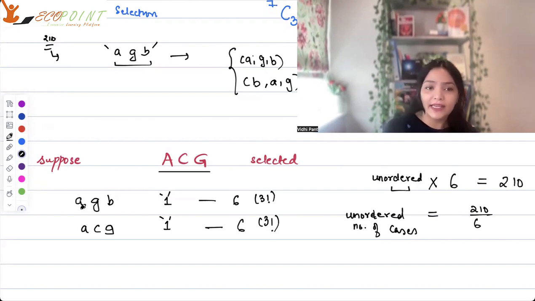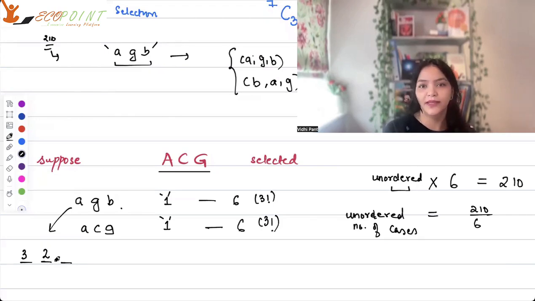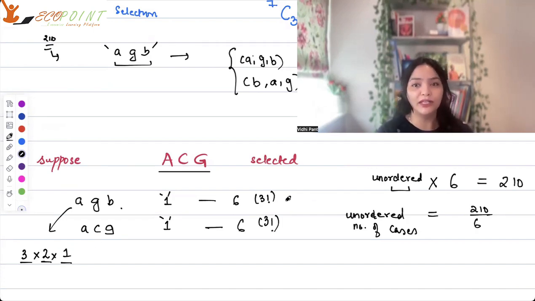क्योंकि AGB को परम्यूट अगर मैं कर रही हूं तो हो क्या रहा है, 3 पोजीशंस हैं. In the first position AGB में से कोई भी एक आ सकता है, राइट? In the second position now you are only left with 2. In the third position you don't have any choice, क्योंकि एक ही बचा होगा, वही आ जाएगा. सो 3 into 2 into 1 यानी कि 3 फैक्टोरियल परम्यूटेशंस है. ये जो 6 है, it is 3 factorial.